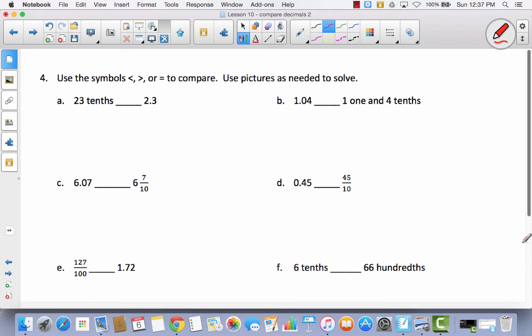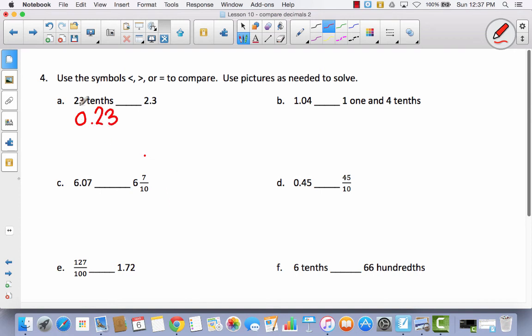All right, so we're going to take a look at these, and you're going to notice that these are going to be just a little different because they are not all in the same units. So what we're going to have to do is rewrite these so that they're easier for us to compare. So we've got 23 tenths. This is unit form. So let's rewrite this as a decimal. Now it's a little bit easier for us to compare.